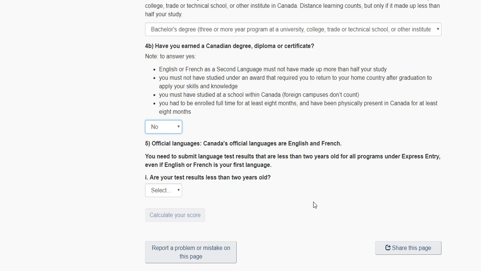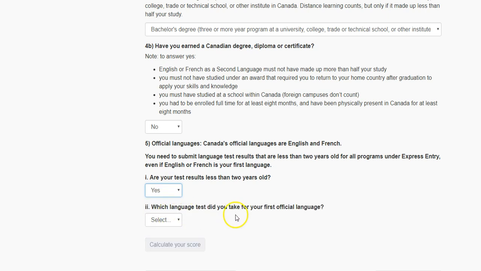Now it's asking me about the official languages, and whether I have a test result that is less than 2 years old. If I say no, it will probably disqualify me. If I say yes, then I will continue. It's going to ask me which language test, and as we learned in the previous lecture, it's CELPIP, IELTS, or TEF. I'll choose IELTS in this case.